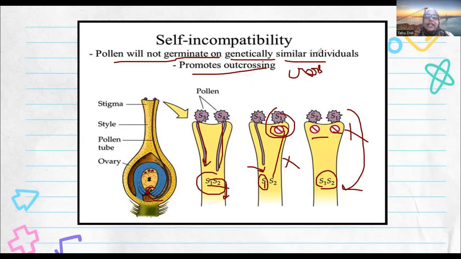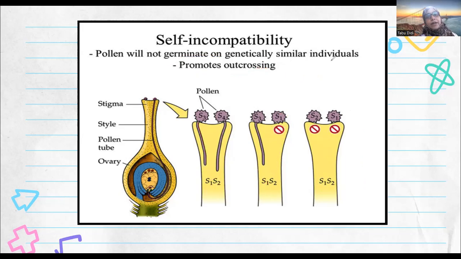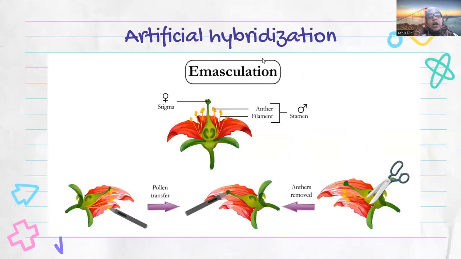So pollen pistil interaction is in line with whether the pollen grains are compatible enough to germinate and fertilize the egg, or they are not compatible. So incompatibility will happen only when both the male and the female are genetically similar. And naturally this is avoided. Nature promotes outcrossing, outbreeding, or cross pollination. Okay?